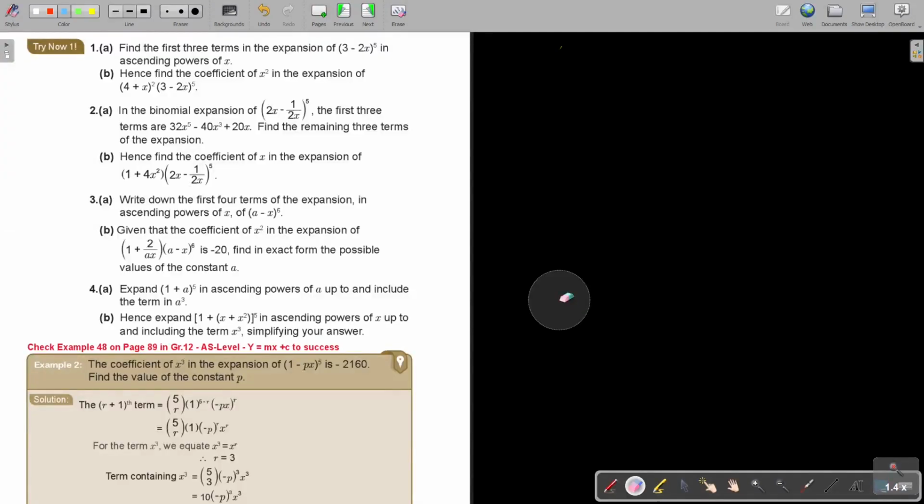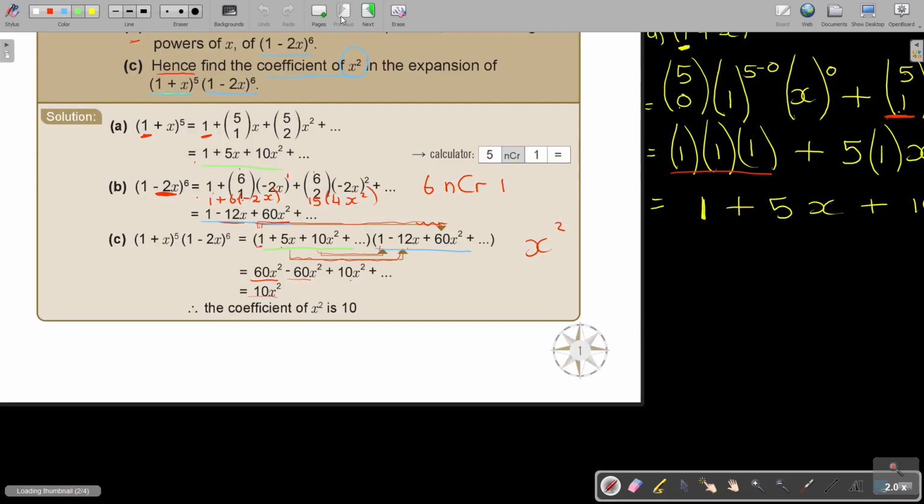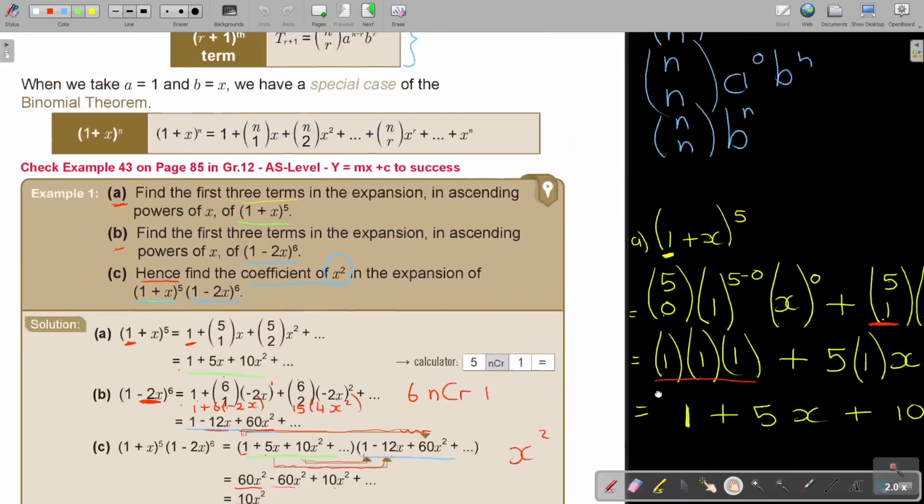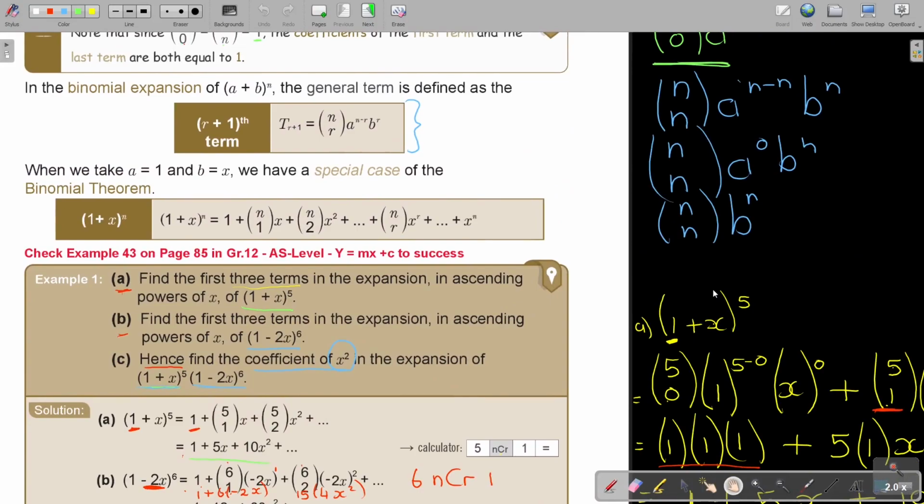Number 4. Expand (1 plus a)⁵ in ascending powers of a up to and including a³. So let's start there. It's going to be 1 plus a, and that's the bracket. Now I want to take you back to the previous page. Remember this special case, and I want you to know if it starts inside the bracket with 1.